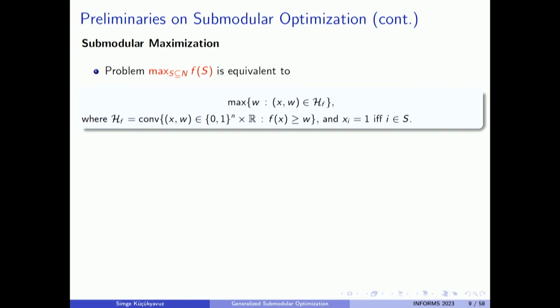On the maximization side, even the unconstrained maximization, same problem. This time I'm maximizing my objective of a submodular function. I can do a similar transformation. Now, instead of looking at an epigraph, W that is above f of x, I'm looking at what's called a hypograph, W that is below f of x. So that will be h of f, the convex hull of the hypograph of f. Again, if I can characterize the convex hull, I can solve this as an LP. This is sort of our dream.